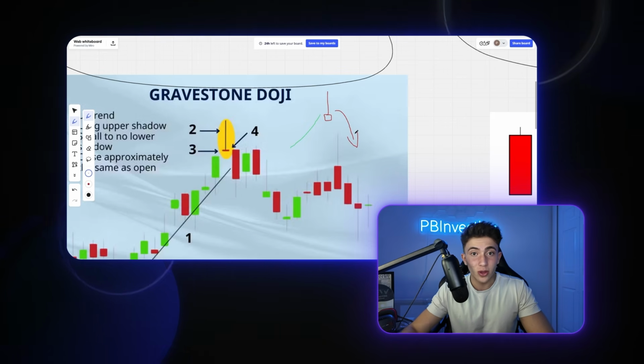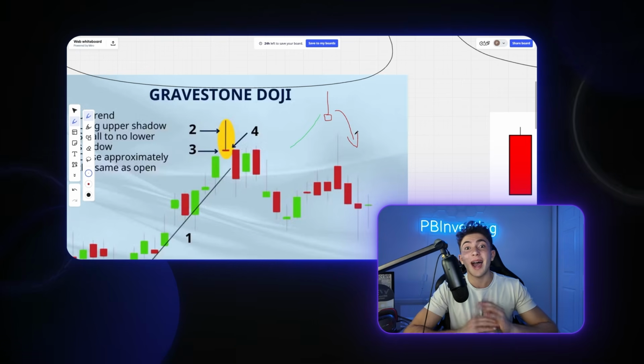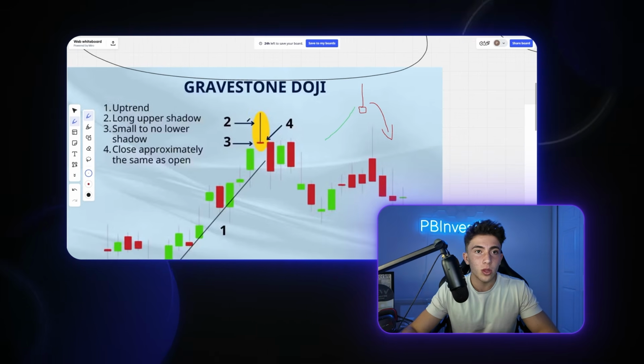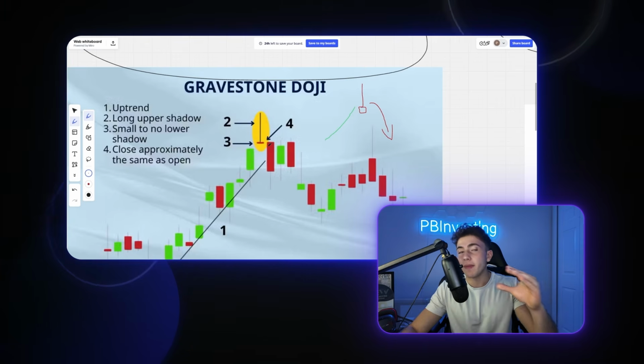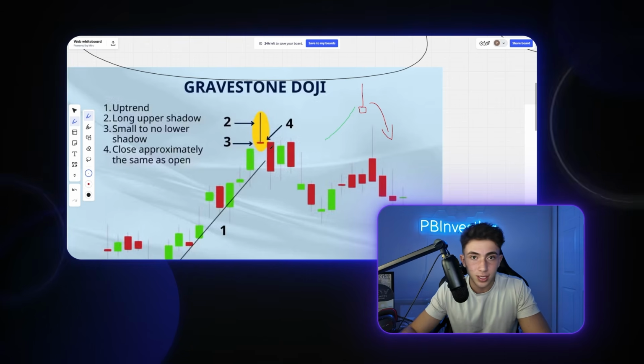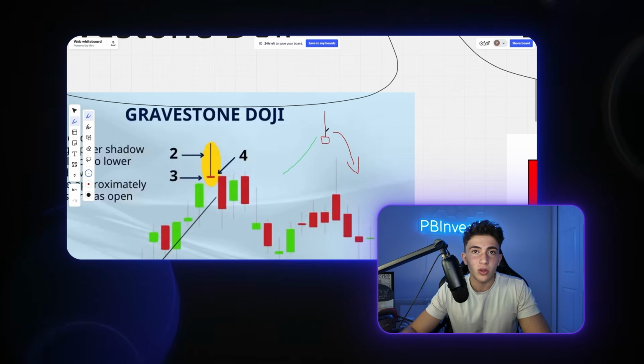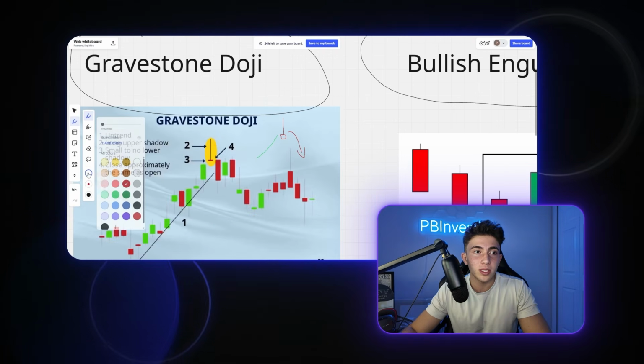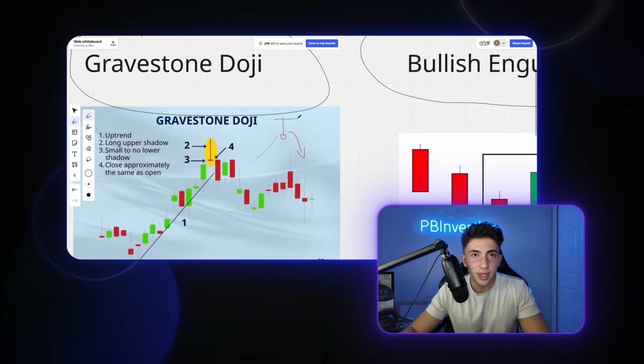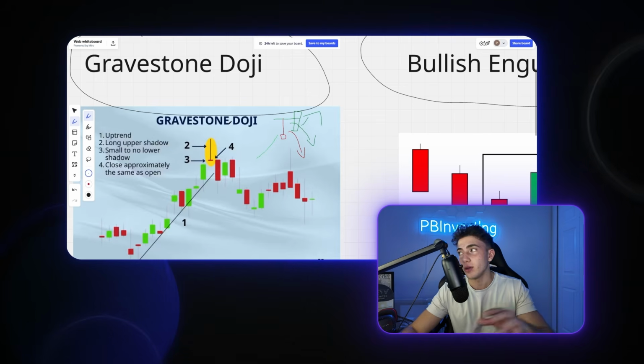When you see a gravestone doji, or when I personally see a gravestone doji, I run. So what does it include? You see an uptrend, and you have a long upper wick, with a small to zero body, closing at the bottom of the candle, same as the open, as you can see, and the next candle is usually a red candle after that. So when you see a gravestone doji candle, as long as you stay below the top of the candle, then I like to be bearish bias. But if you close above the candle, that's when you could say, okay, this candle doesn't matter anymore.